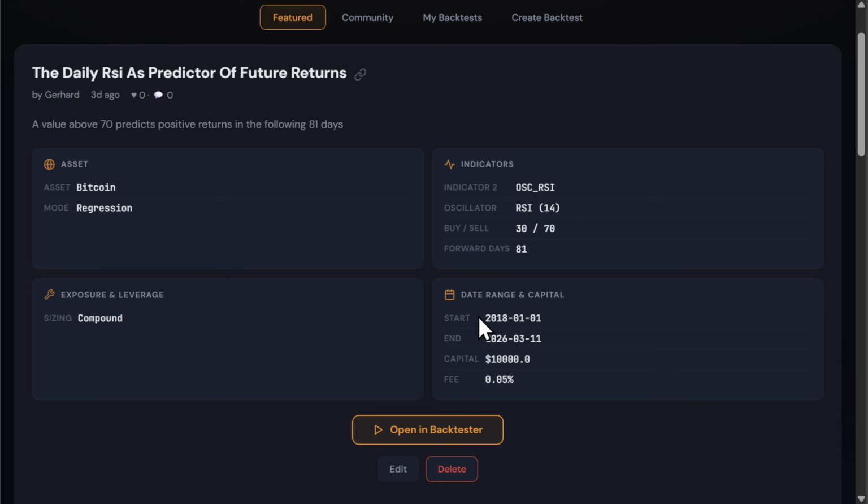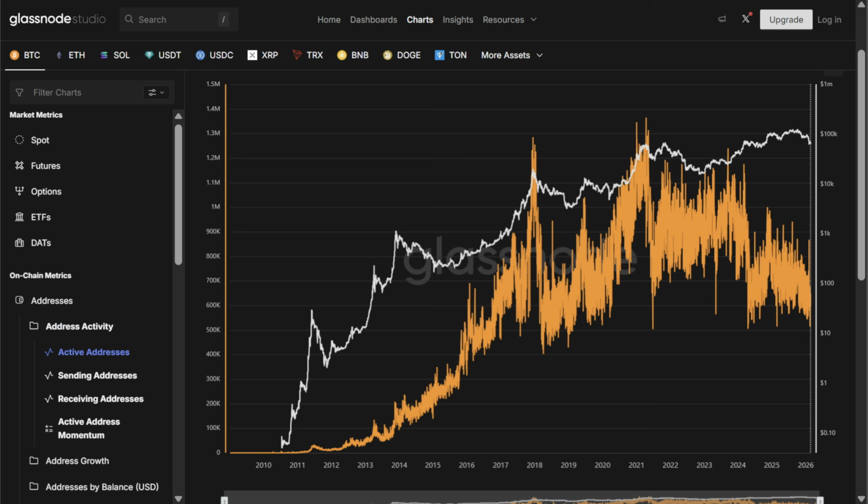So here's the data. It starts on the 1st of January 2018. It goes to the middle of March of this year. And we do include some trading fees here as well, 0.05%. Why did I take 2018 as a cutoff? That's because I believe that's a point in time where Bitcoin had a major inflection point.